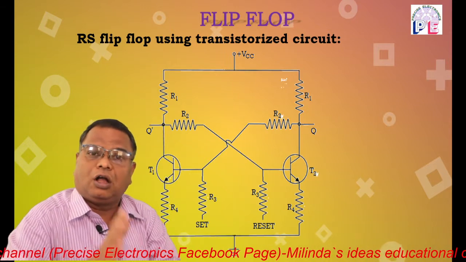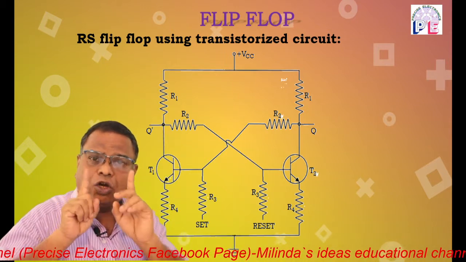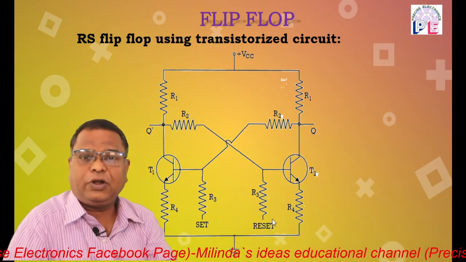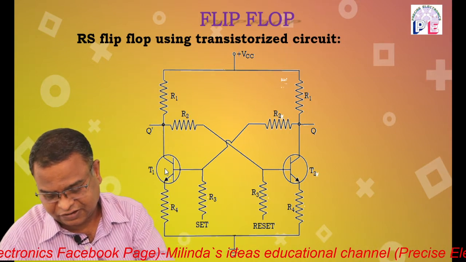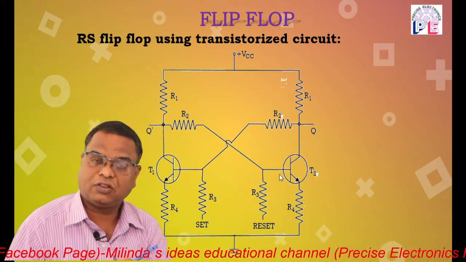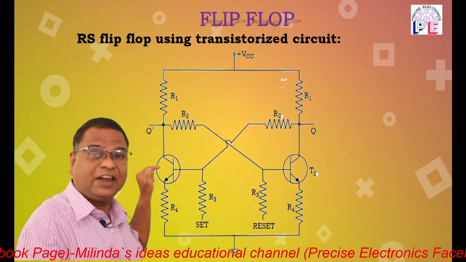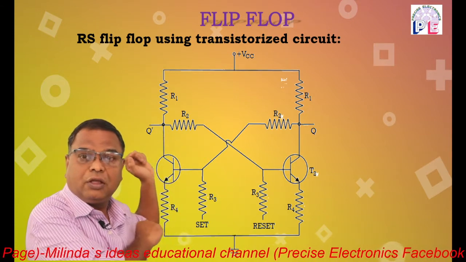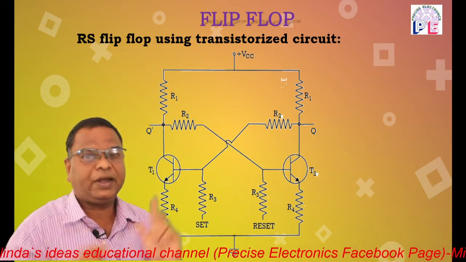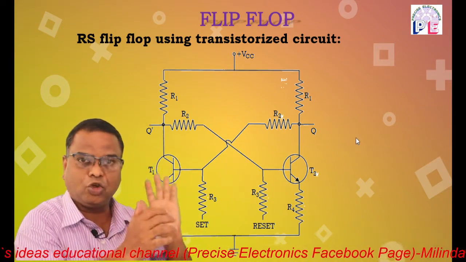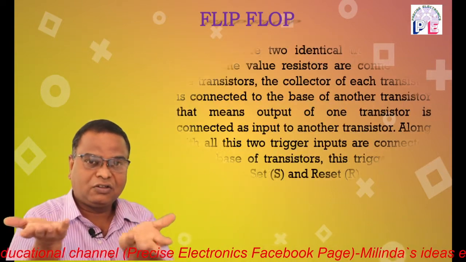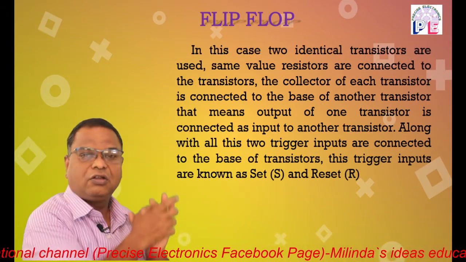So along with this, there are two trigger inputs, that is a set input and a reset input. Set is connected to the base of transistor T1 and reset is connected to the base of transistor T2. The output of T1 is Q complement, and the output of T2 is Q. The Q is considered as a set and Q complement is considered as a reset. So that is the constructional diagram of the transistor RS flip-flop.